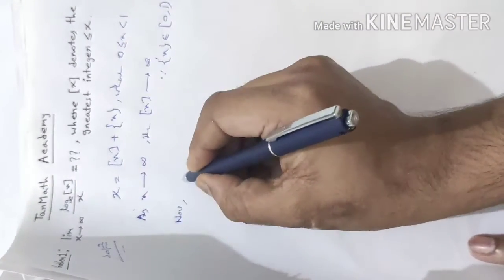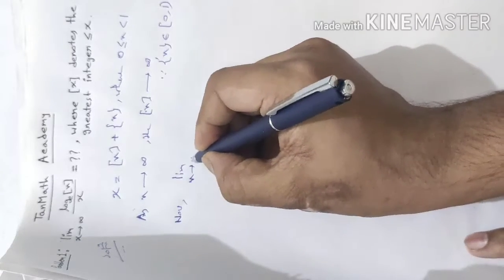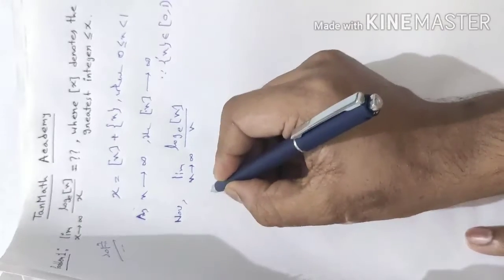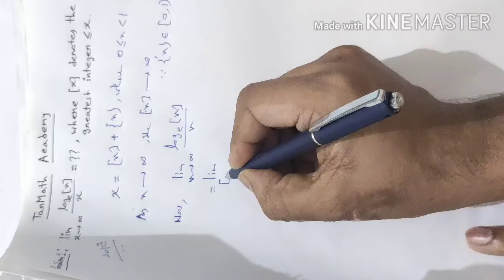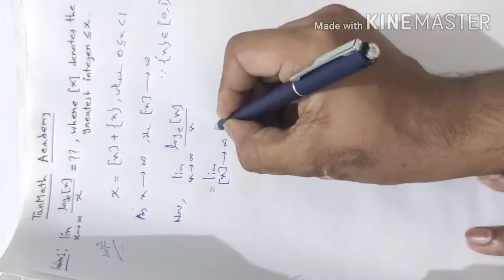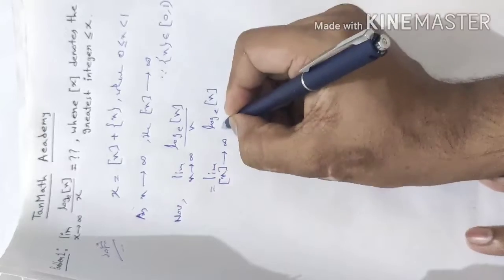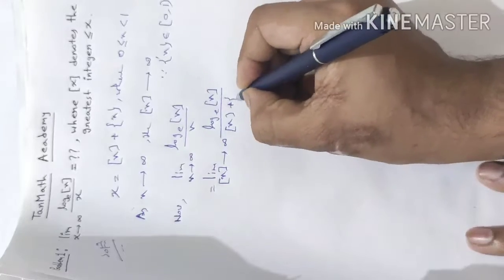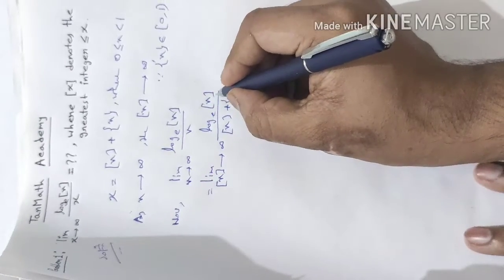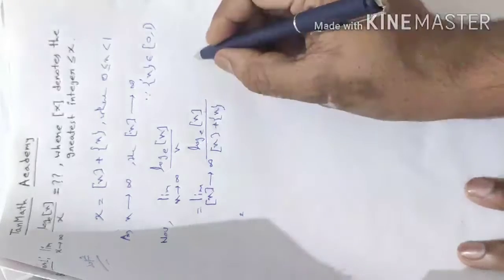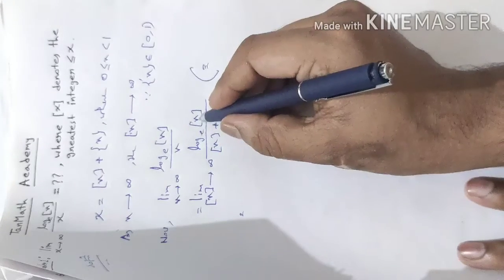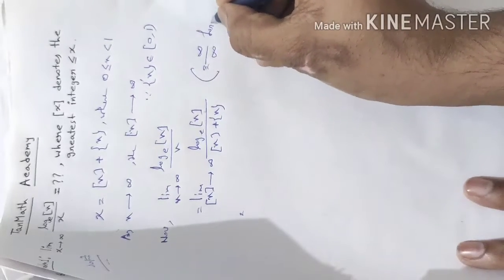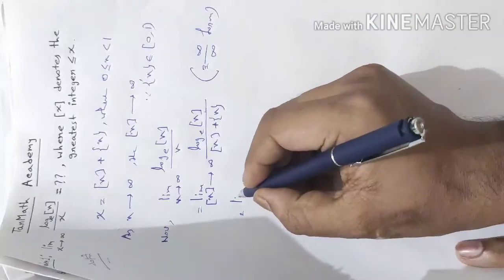Now limit x tending to infinity of log box x by x is equal to limit box x tending to infinity of log e box x by box x plus the fractional part, that is integral part plus fractional part. This is of infinity by infinity form, so we can use L'Hopital's rule.